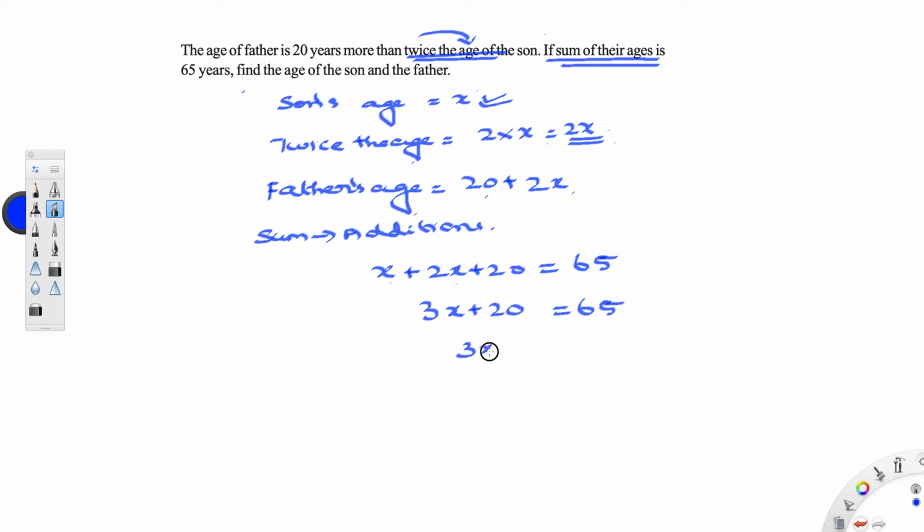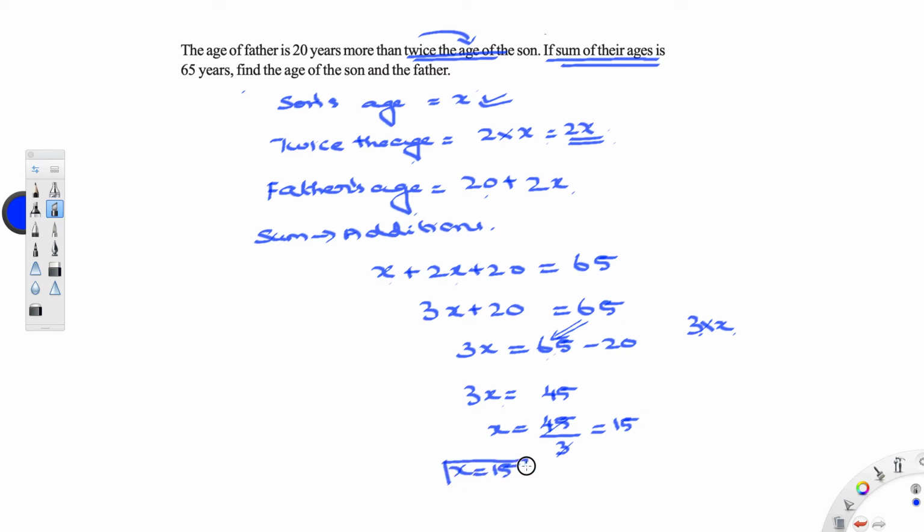Then 3x equal to, this plus 20 will go as a minus 20 on the other side. So 65 will be as such, minus 20. Remember, the number which is there on the side will remain as such. Which you bring to the other side, you will change the sign. So 3x equal to 45. So x is equal to, here 3x means 3 into x, which is multiplication. It will go as a division on the other side. Hence you get 15. So the son's age is 15.